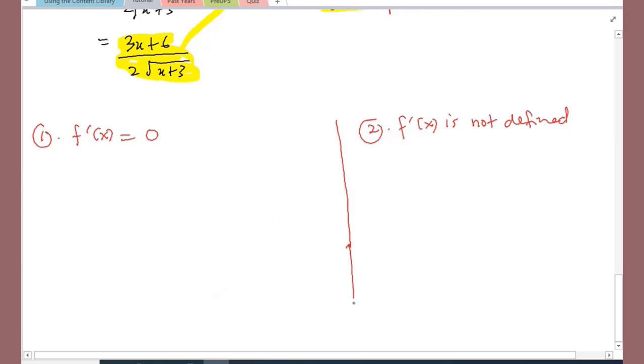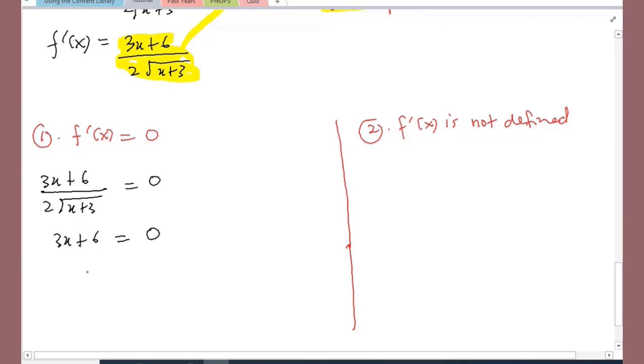So for f prime of x, take 3x plus 6 over 2 square root of x plus 3 equal to 0. Or 3x plus 6 is equal to 0. Therefore, x is equal to negative 2. This value is a critical value.